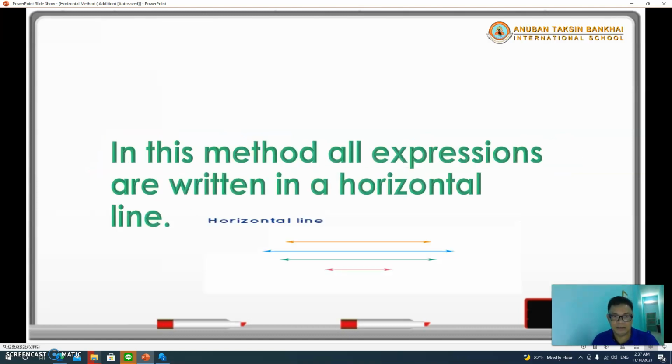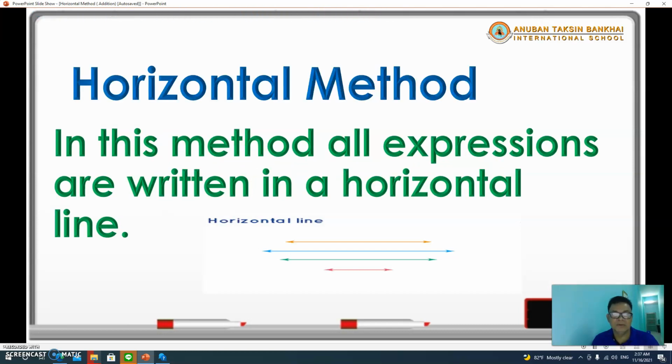Next, what is the horizontal method? In this method, all expressions are written in a horizontal line. You look, this is a horizontal line.